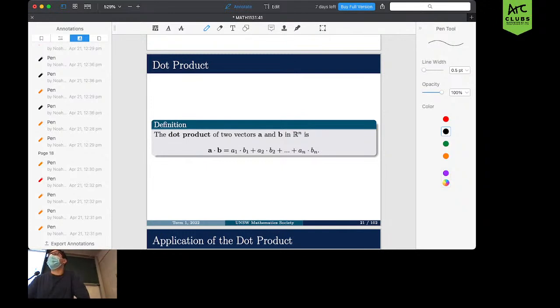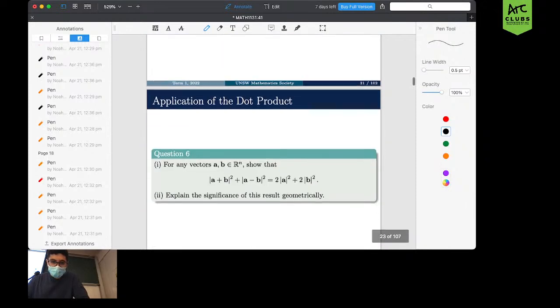And yep, anyone have any questions about that definition? It's probably the most straightforward definition. No? Okay. And let's just quickly speed through this one example.